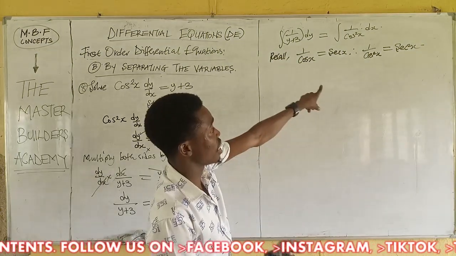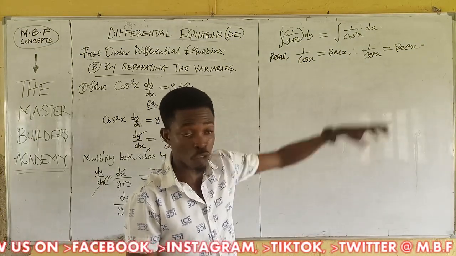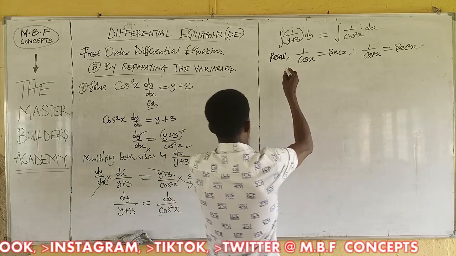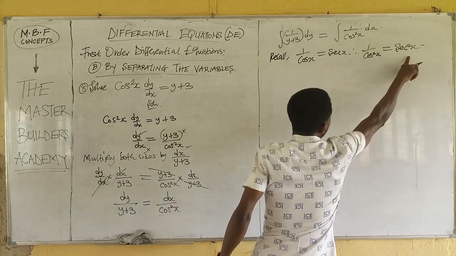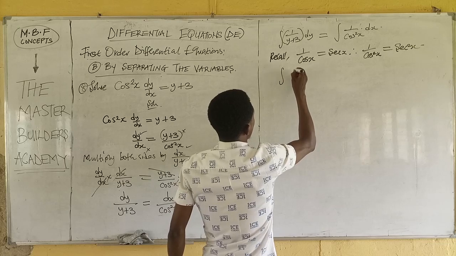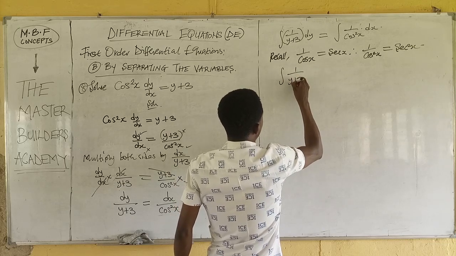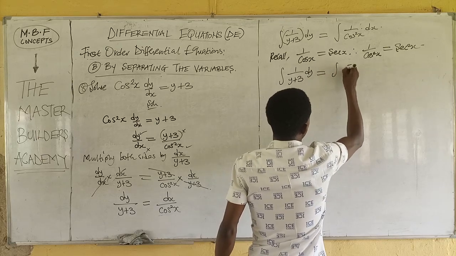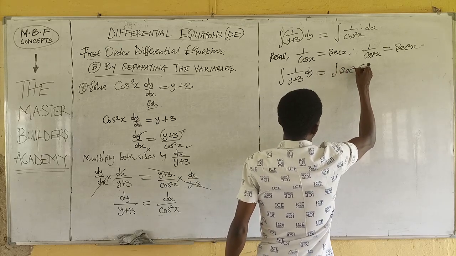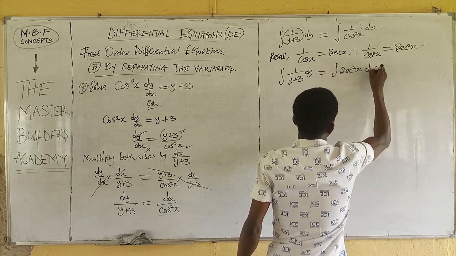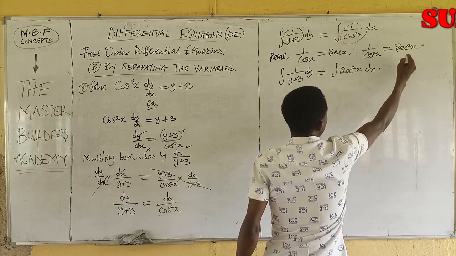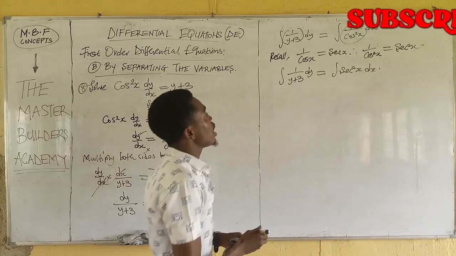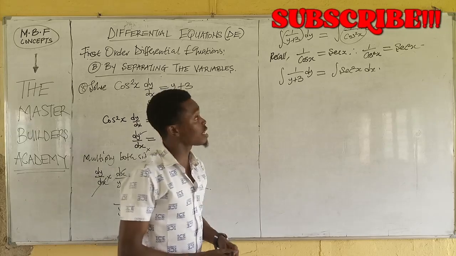And that's the reason why we have to sort ourselves out this way. Now at this point, we are going to replace this by sec square x. We are going to have the integral of 1 over y plus 3 dy is equal to the integral of sec square x dx. So we just replace this by this. Now, the next thing we do is to quickly integrate this function out.